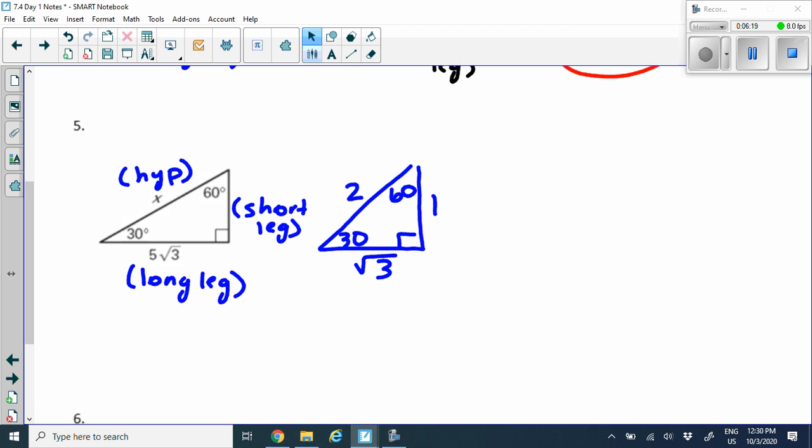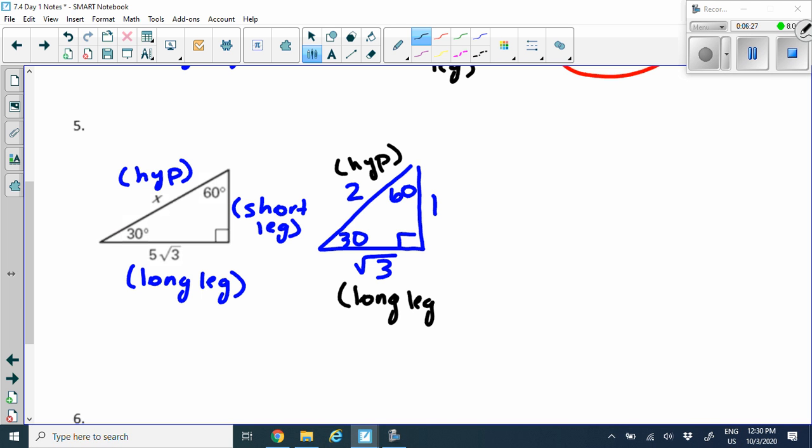And I'm going to label just to remind ourselves. So 2 is our hypotenuse. 60 is our long leg. And the 30 will be with our short leg.